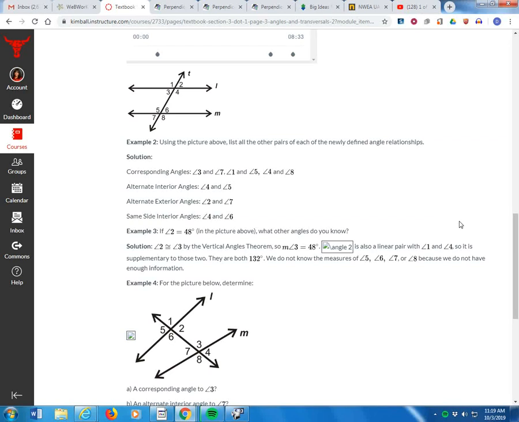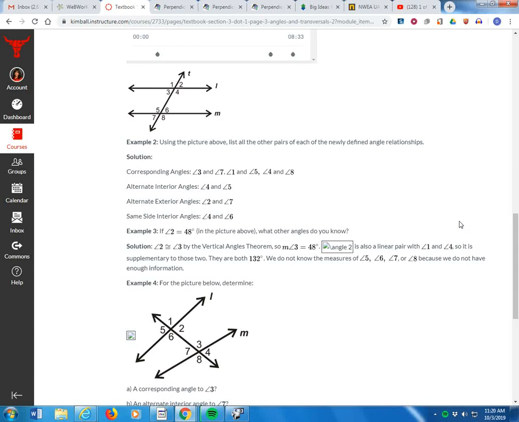Corresponding. Okay. How about if I tell you, look at angle 3 and angle 6. Do you see how they're on opposite sides of the transversal, but they're inside both of the lines? They're called alternate interior angles. They're on alternate sides of the transversal, and they're inside or interior to the two lines. Those are alternate interior. So if 3 and 6 are alternate interior, what's another set that's alternate interior?